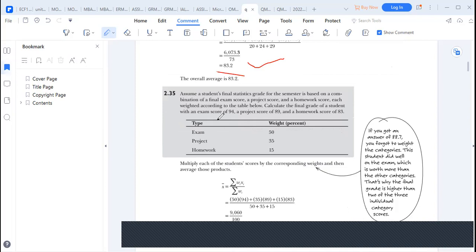Also, another average: we were told that the final grade of the semester is based on a combination of the final exam score, project, and homework, weighted as in the table below, with the grade of the student and the exam score as given. So exam was 50, project was 35, and the homework was 15. Now, this is a weight. All right? This is a weight.